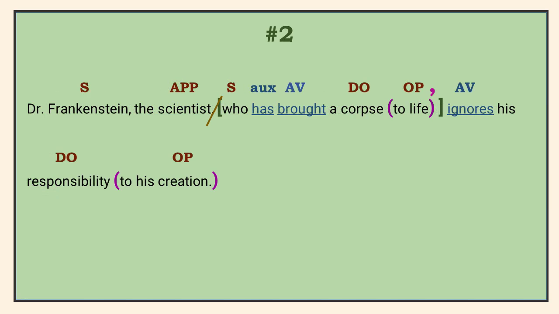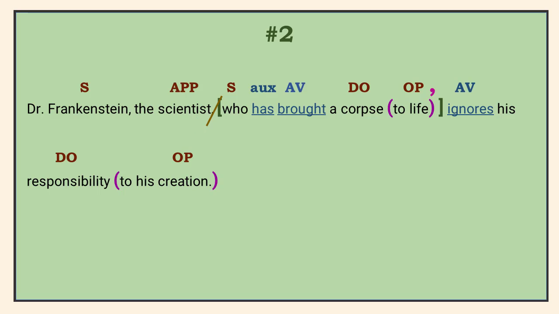Number 2. The appositive scientist provides extra information about Dr. Frankenstein, so it is non-restrictive and needs commas on both sides. This appositive is modified by a restrictive relative clause, however, so we don't put the comma between the appositive and its dependent clause. It goes at the end of the entire appositive, the main word, and all its modifiers, including a clause. Remember that relative clauses can modify any noun or pronoun in the sentence, including appositives and objects of prepositions.